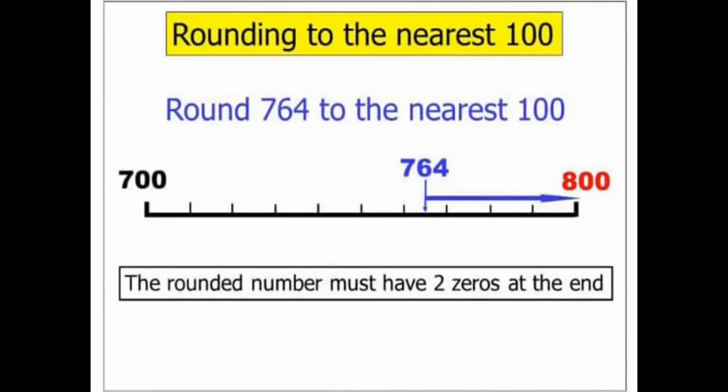Next is round off 764 to the nearest 100. Now students, here on the number line you can see that two hundreds closer to 764 are 700 and 800, but 764 is more close to 800. So 764 estimated to nearest hundreds is 800. Now students, here also you can make an important note that the rounded number must have two zeros at the end. Hopefully it is also clear to you.